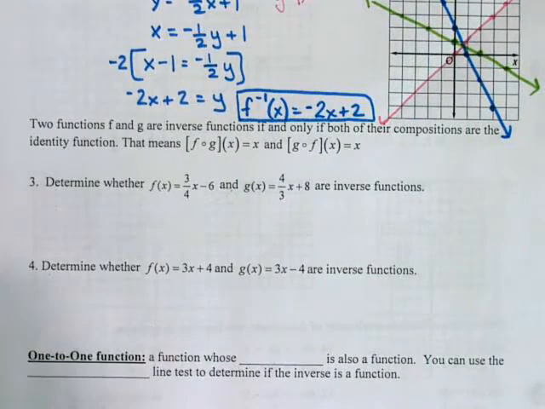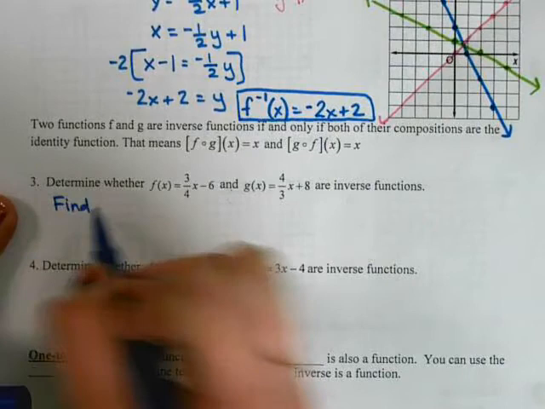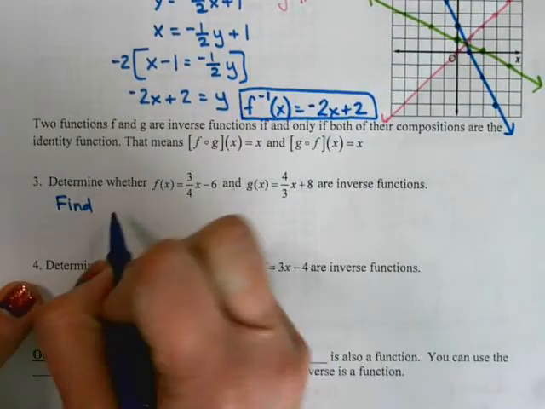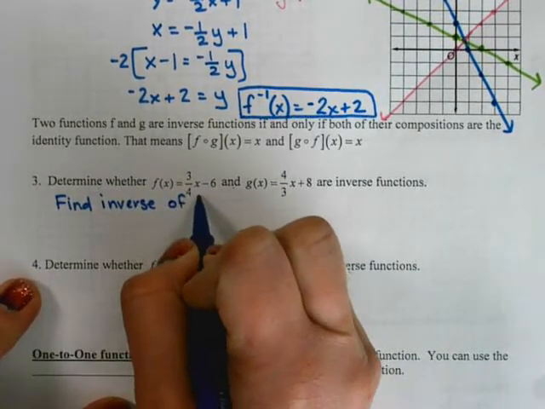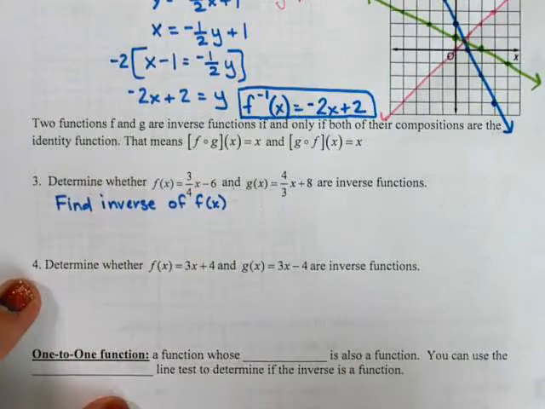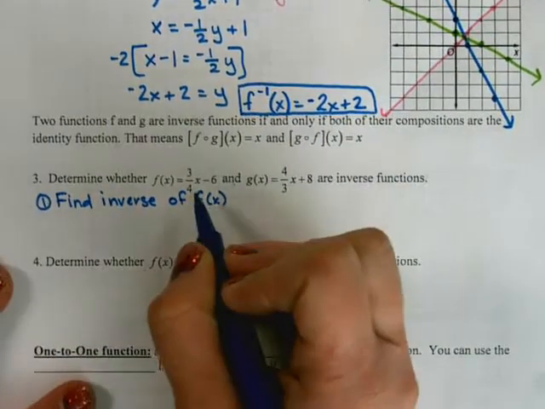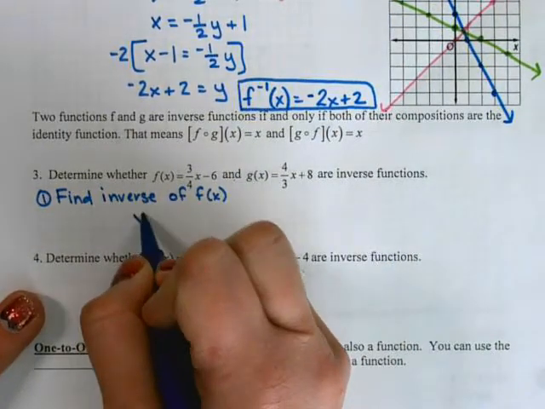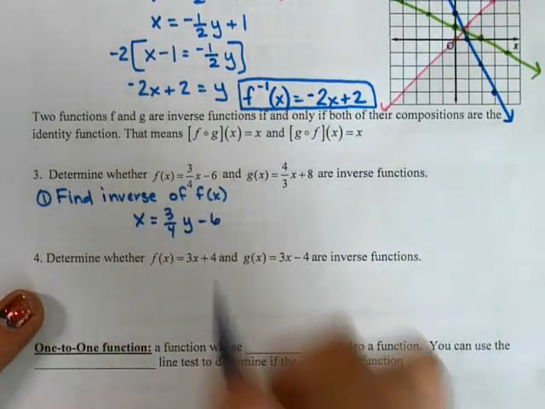Okay, so here's what we're going to do. We're going to find the inverse of f. It doesn't matter. I usually find the inverse of f just because that's the way my brain works. Okay, so if we find the inverse of f, well, this guy right here is, remember that's fancy y, so I'm going to say x equals 3/4 y minus 6.